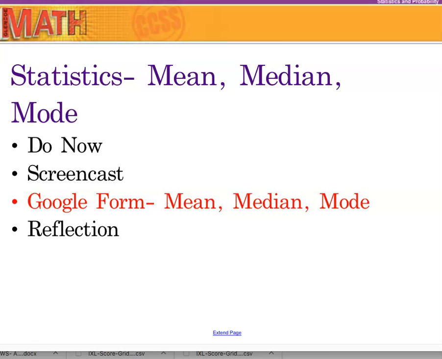Okay, we are moving on to statistics. Today we're going to focus on mean, median, and mode. This should be a little bit of a review from last year. As always, don't forget your do now. Watch this video with examples and then complete the Google form on mean, median, mode. If you get stuck on a question, please email me so I can guide you so you're able to submit the form. When you're done, please complete the reflection.